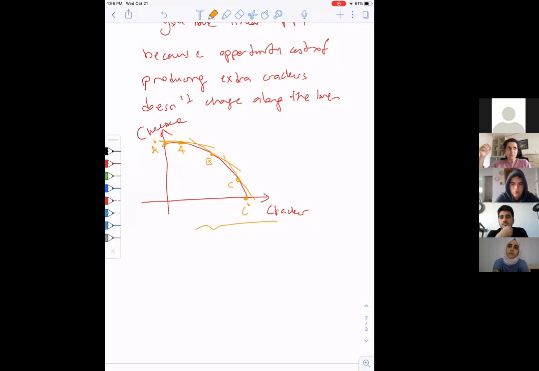Do you have any problem with the shape of the production possibility frontier or the negative slope? I didn't understand what the problem is. Is it the shape or the slope? What's the problem? I mean the slope.